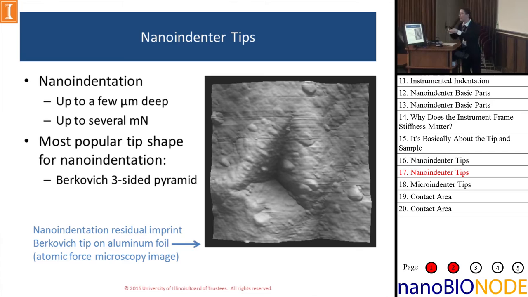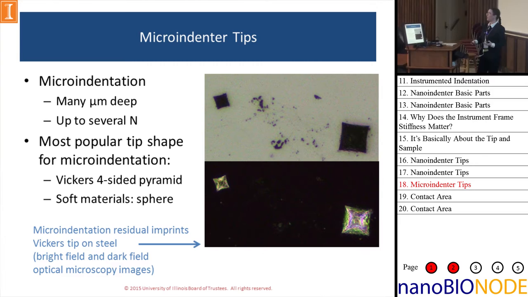Now, microindenter tips are larger. They're, in fact, so large that the residual imprint is usually visible in an optical microscope. So here, I have a bright field and dark field optical microscope image of a Vickers four-sided pyramid, which is a typical tip shape for a microindenter. If you remember yesterday, Julio talking about the optical characterization, bright field is what you think of, you just shine the light on your sample, dark field is illuminated from the side so you can see the edges of the indent here. Now if you're doing microindentation on soft materials, often you'll have a sphere. Sometimes people use ball bearings.